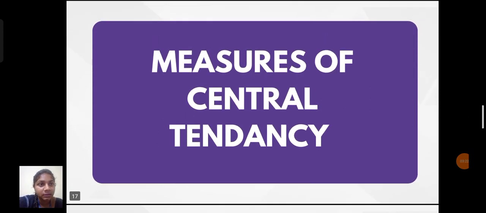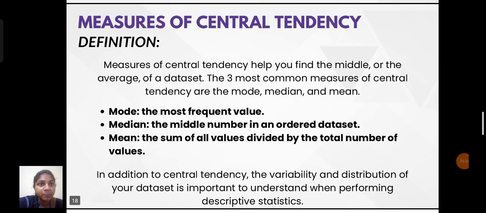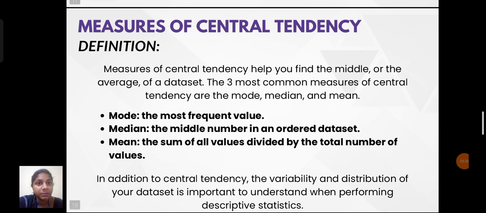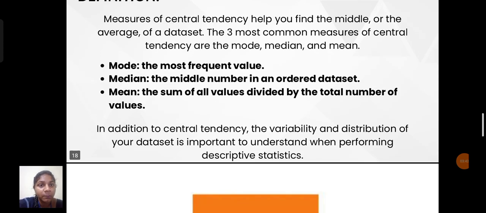Let's see the measures of central tendency. The measures of central tendency help you to find the middle or the average of a data set. The three most common measures of central tendency are the mean, median, and mode. Mean is the sum of all values divided by the total number of values, median is the middle number in a data set, and mode is the most frequent value.